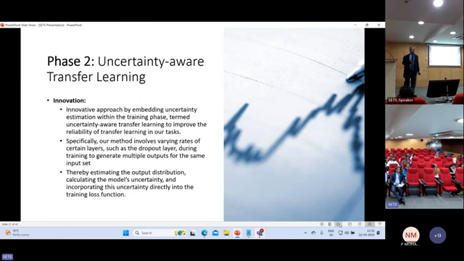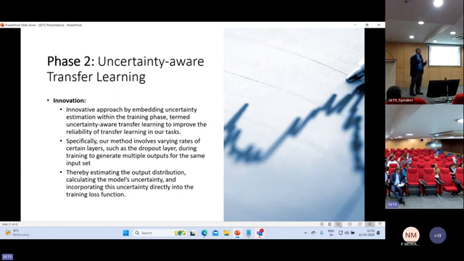Okay, that's phase 1. Essentially, we talk about the feature extraction. Now, the second phase, what we call uncertainty-aware transfer learning. Ours is a very unique approach. We embed uncertainty estimation within the training phase. That's very important, and that's termed uncertainty-aware transfer learning. We do this to improve the reliability of transfer learning in our tasks.